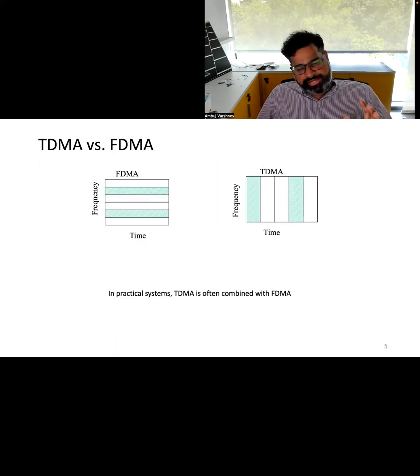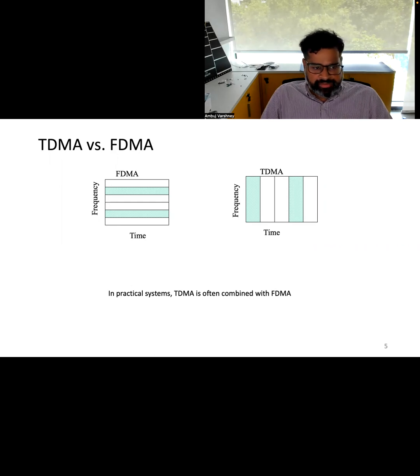One way to look at the difference between TDMA and FDMA is with this graph. In the case of TDMA, we can allocate all the frequencies to a particular node for a period of time. So a node can have access to all the frequencies, but it can only transmit for a period of time. On the other hand, in the case of FDMA, the frequencies are divided. So the nodes can use the entire period of time, but they are only restricted to operate at a certain frequency band.